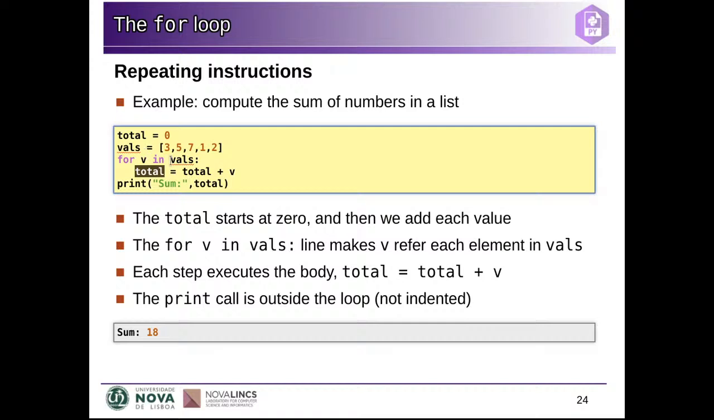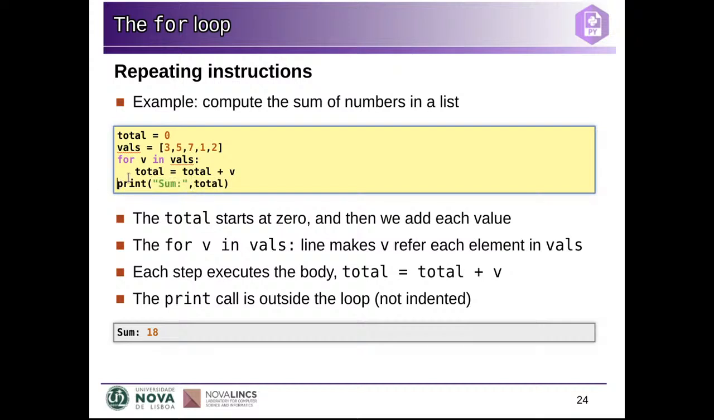The next time we reach here, so the next step of the loop, v will be pointing to 5, and total will have the previous value 3. So now we have 5 plus 3, 8, and we store it here in total, and we keep doing this until we reach the end of the list. And then we can print the string sum and then the total.